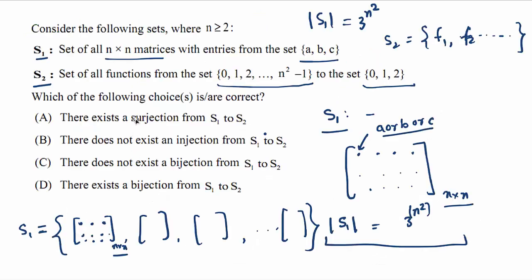Now let's see what they are asking. They are asking whether there is a surjection between S1 and S2. Okay. To see that, let's first see when surjection, bijection or injections are possible and how it is related to the cardinality of the sets, right?